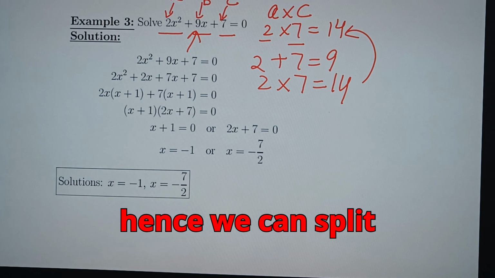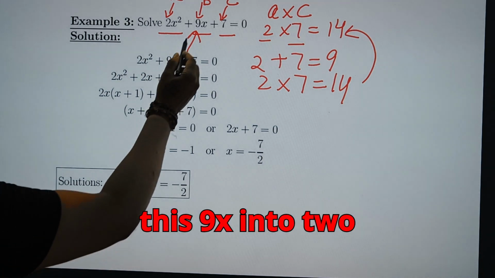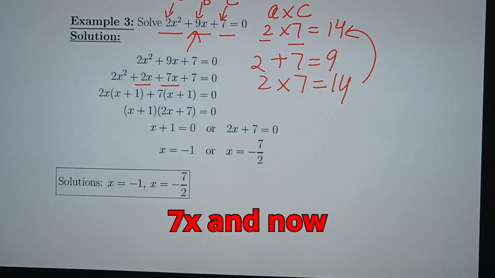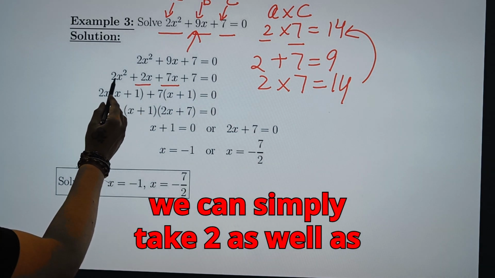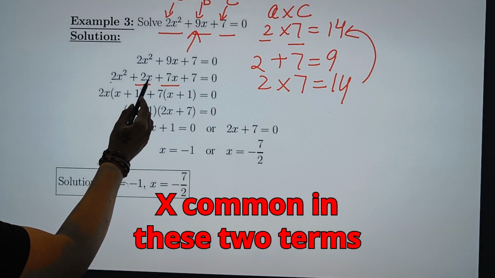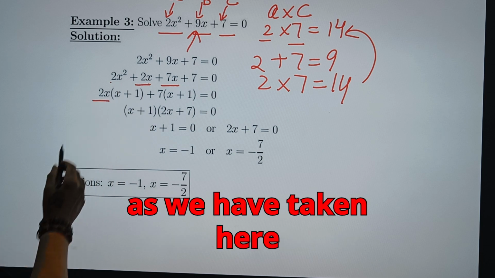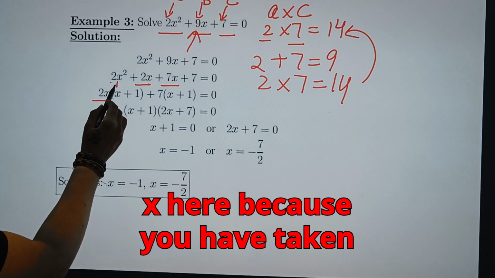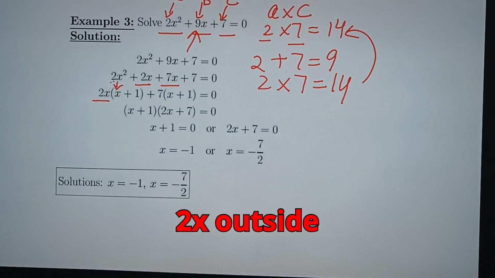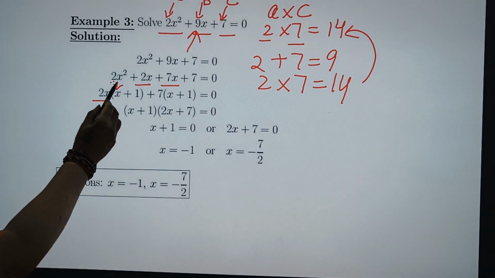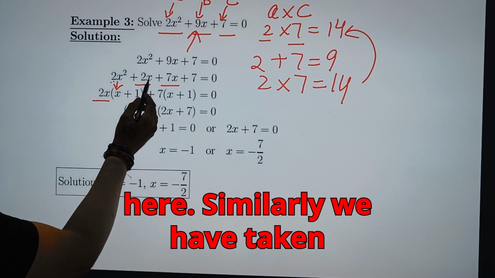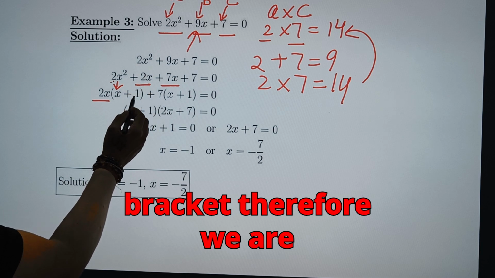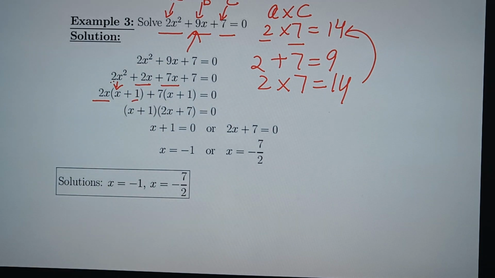And hence we can split this 9x into two parts, that is 2x plus 7x. And now we can simply take 2 as well as x common in these two terms, as we have taken here, and you will be getting x here, because you have taken 2x outside here. Similarly, we have taken 2x outside here, the bracket, therefore we are having 1 only.